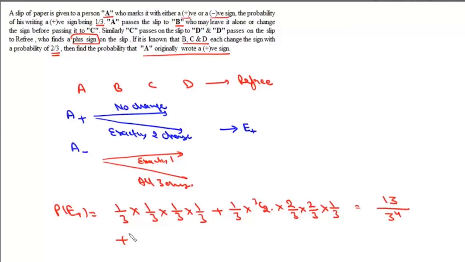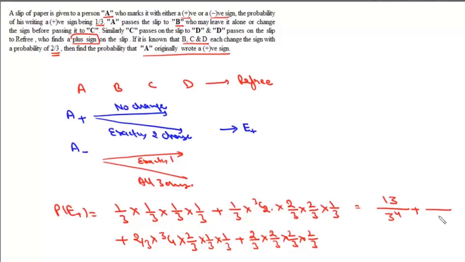Plus this second case, when A starts with a negative sign. Now if A starts with a negative sign, this probability will be 2 by 3. So now it is 2 by 3 into exactly one of them changes it. So this is 3C1 and then it will be 2 by 3 into 1 by 3 into 1 by 3, plus 2 by 3 and then all 3 of them change the sign. So it will be 2 by 3 into 2 by 3 into 2 by 3. So it will be this plus. Now this again is 3 to the power 4.